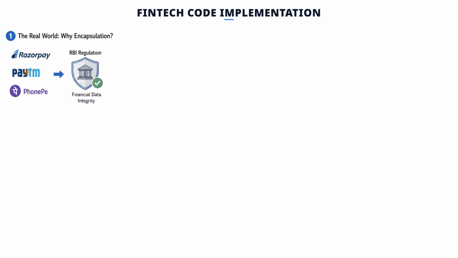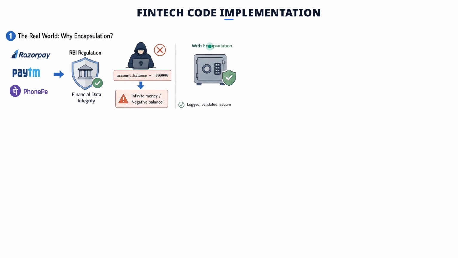According to RBI regulations, financial data must be handled with strict integrity. If a developer wrote code like this, modifying the balance directly to negative 99999, it would allow a user to give themselves infinite money or create a negative balance without any checks. This is why a secure class must act like a store hub, storing the balance as a private variable. By forcing every transaction through specific methods, the system can ensure that every single change is logged, validated, and secure. This level of control is the only way to pass a security audit.